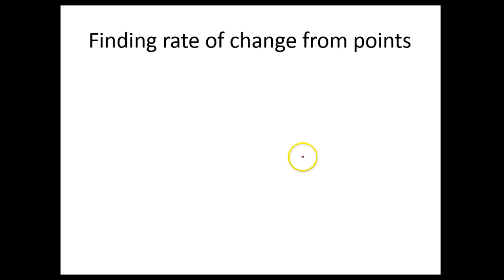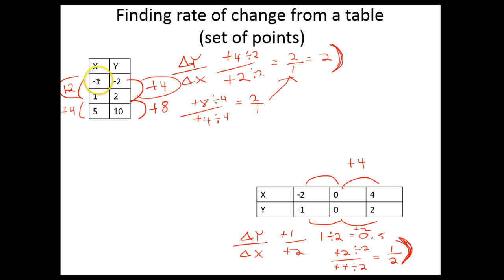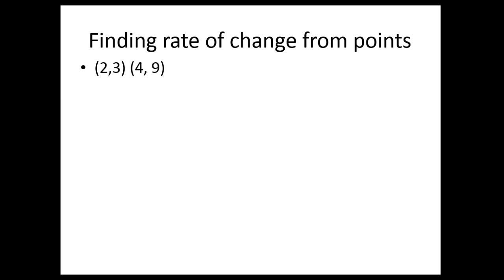Okay, now, so we just found rate of change from a table. Now we're going to find rate of change from points. Well, it's the same thing, because if we look back at what we just did, technically this is still a point. A table is a set of points. This has 3 sets of points, 1, 2, 3. This one has 3 sets of points, 1, 2, 3. Now we're going to see just 2 points.